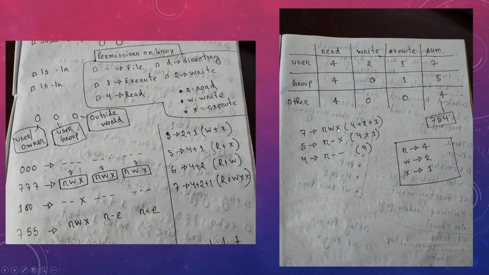Read, write and execute totally becomes 7: 4 plus 2 plus 1, as you can see in this picture.